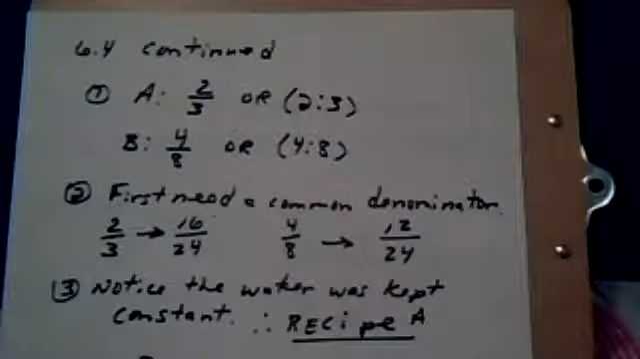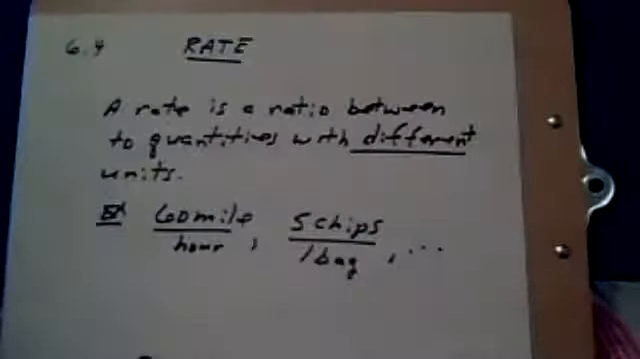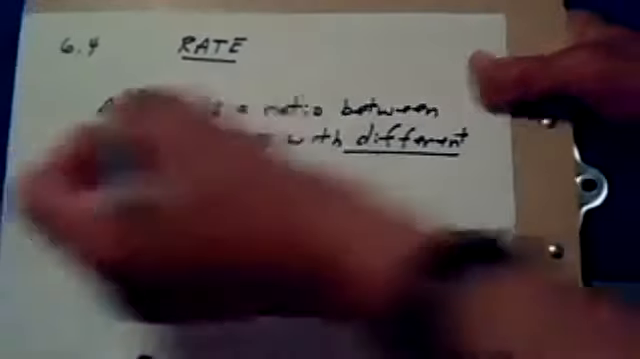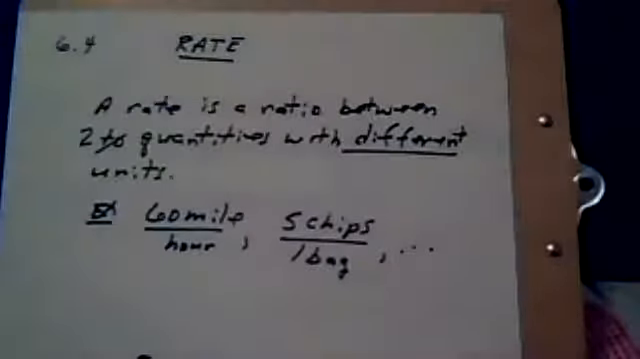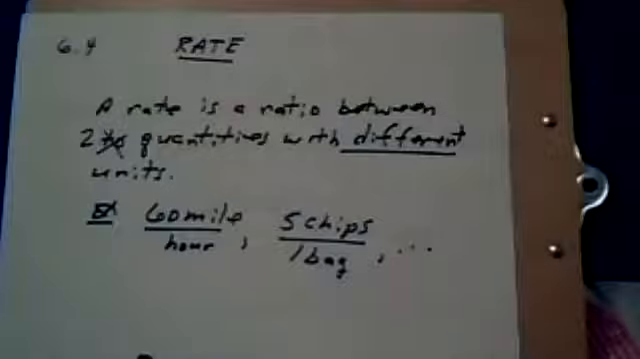You could have done keep the orange the same and compare the waters. You would have gotten the same result. Then we have the idea of rate. A rate is a ratio between two quantities. A rate is a ratio between two quantities with different units.